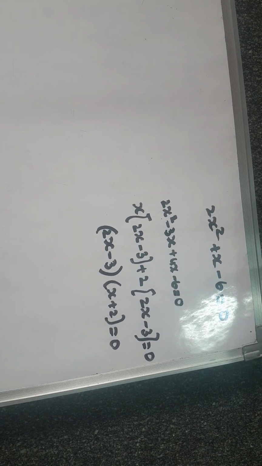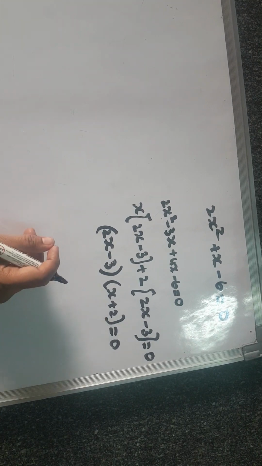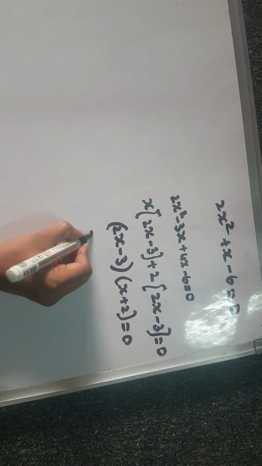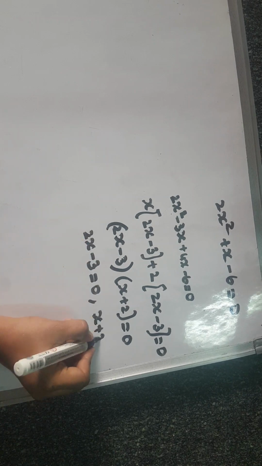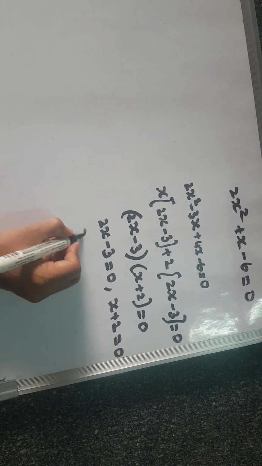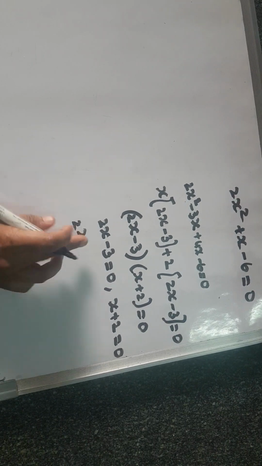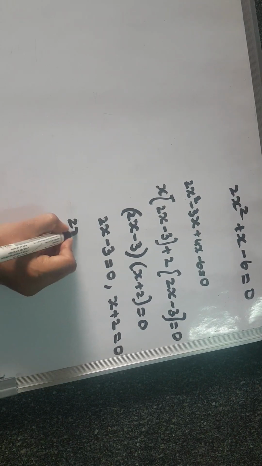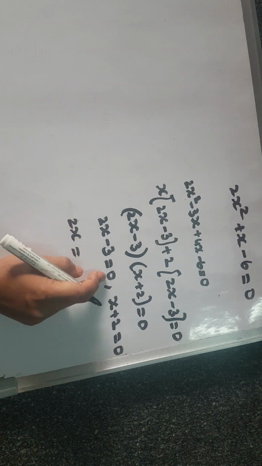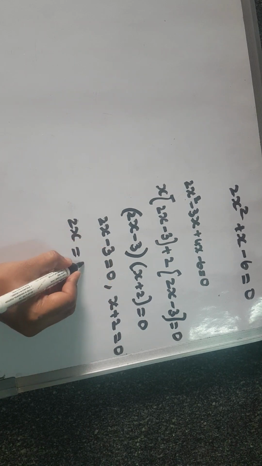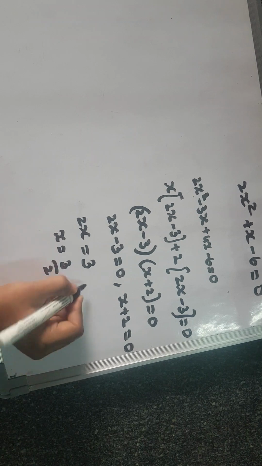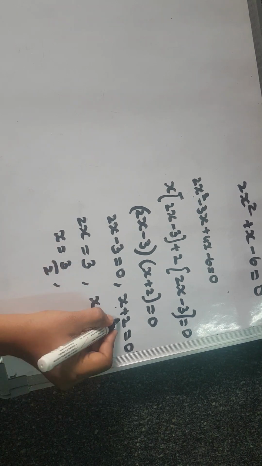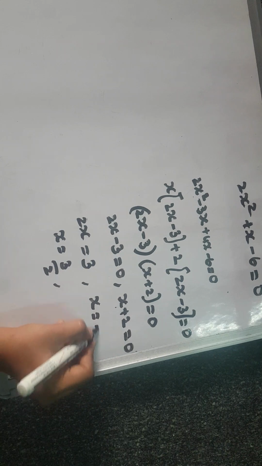This has become a linear equation. Now equate this separately to 0. 2x minus 3 equals 0, x plus 2 equals 0. So what is the value of x? 2x equals, when this goes to the RHS it gets plus 3. x becomes 3 by 2. And here x equals plus 2, when it goes to the RHS it gets the value minus 2.